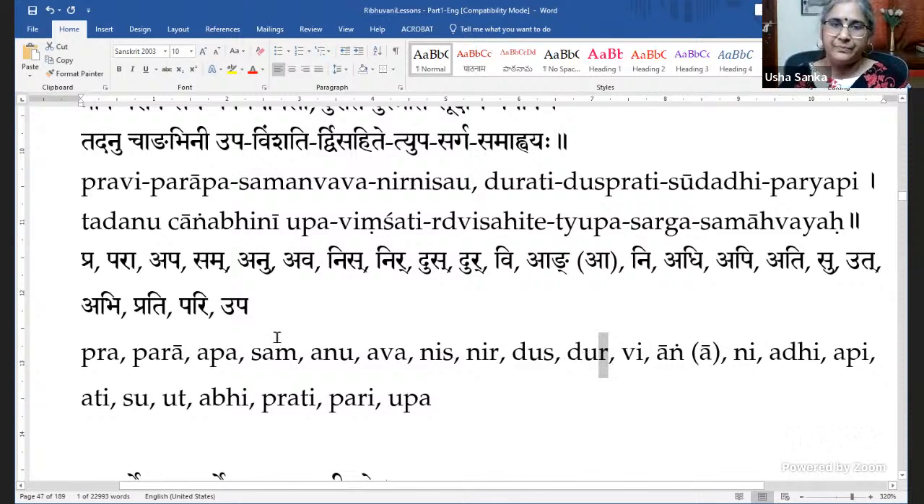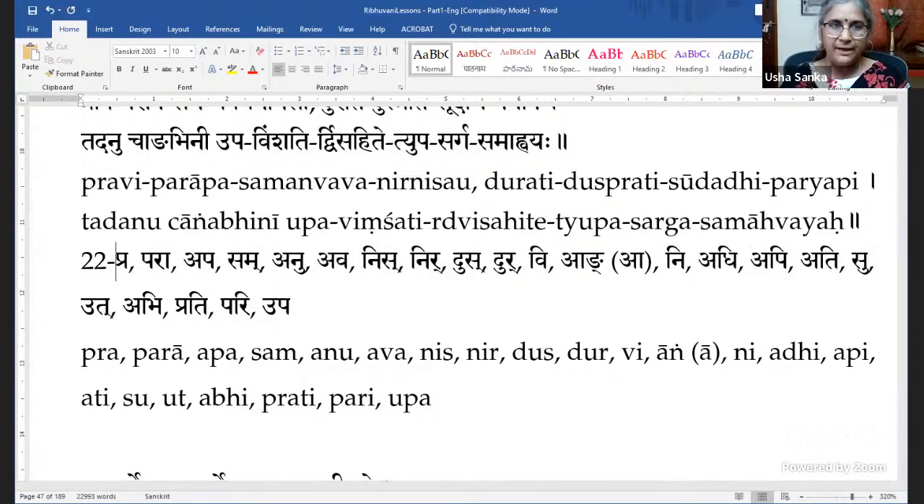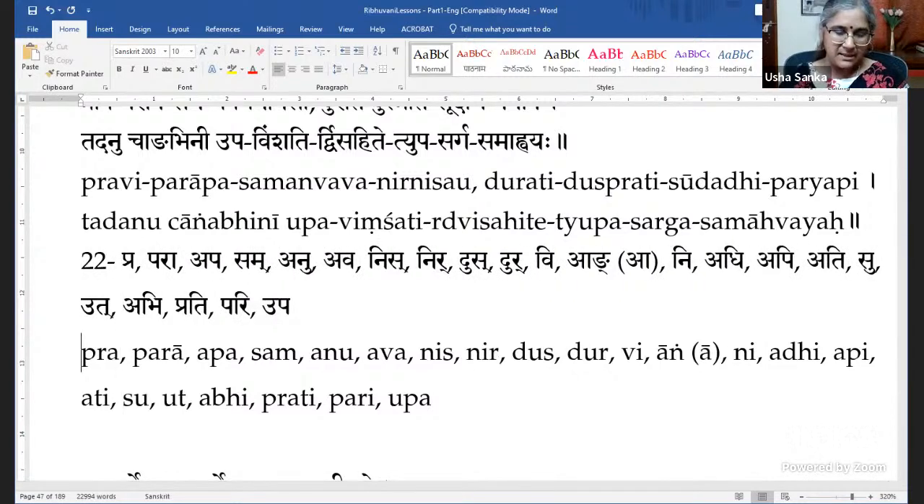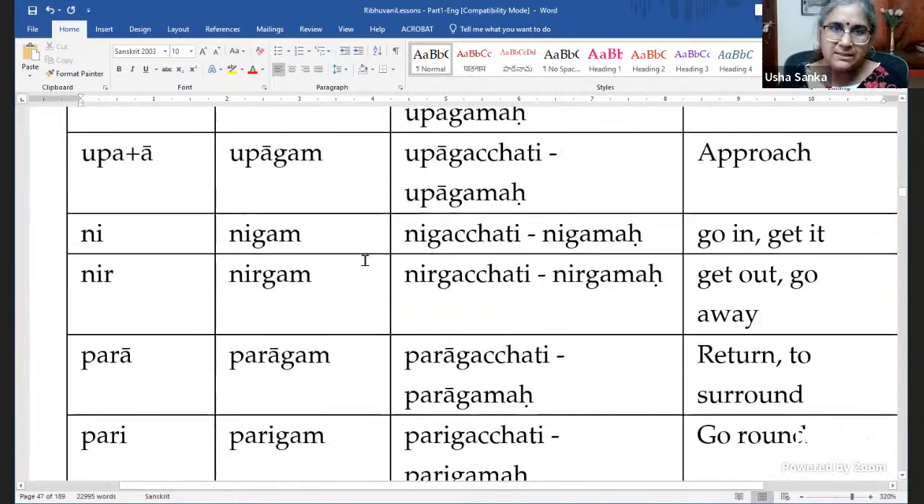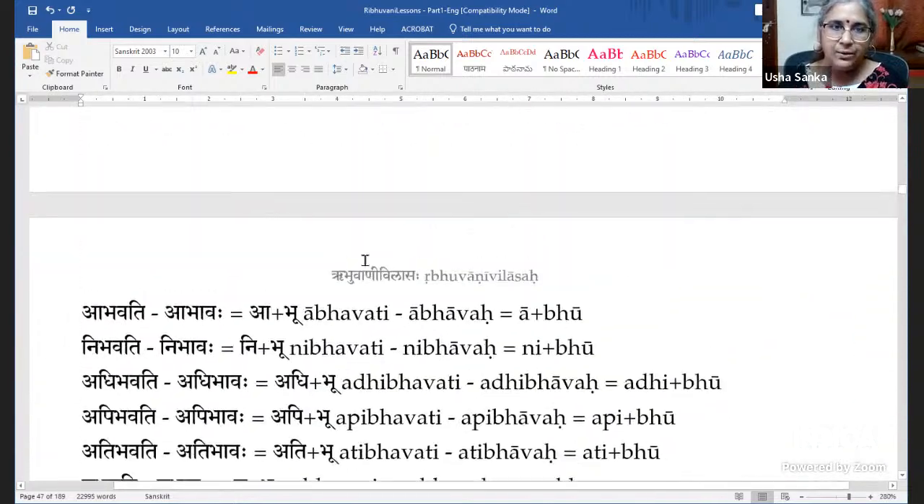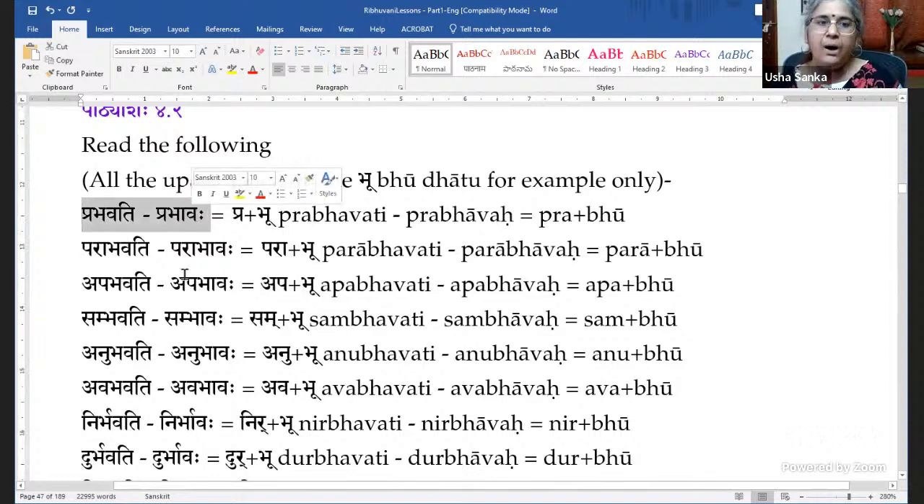So how many are these? The number is 22. There are 22 upasargas in all. What I tried to do in these tables is bring in all the possible forms. They are not there in the real world, but I tried to make the verb form and the noun form out of this combination.